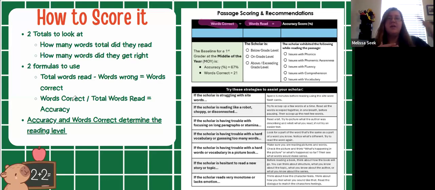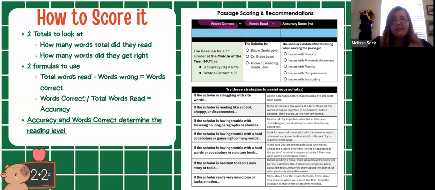Is it that they know the words and it just takes them a little bit longer to get through it, but they got all of them correct? Is it that they are flying through it but they are skipping a ton of words or making a lot of mistakes? So that tells you where they are in their reading as well.